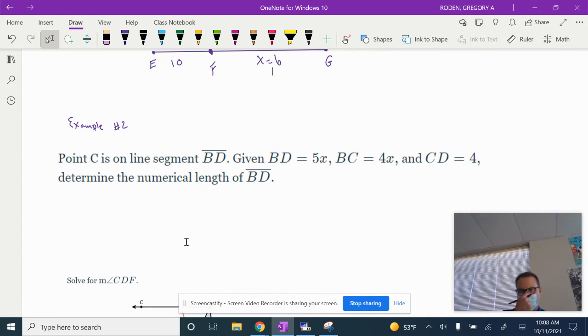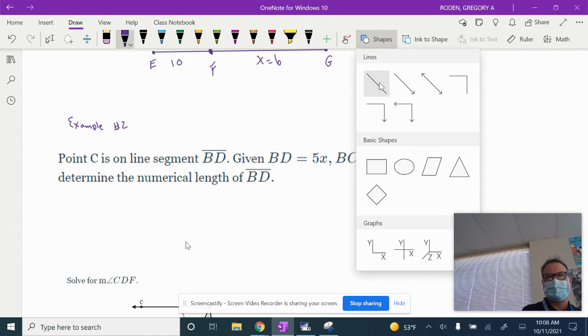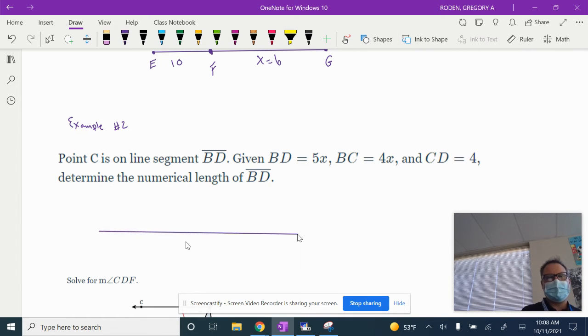Okay, so the first thing we want to do is go ahead and draw a segment here. All right? So how should we name this segment? Someone raise, let's do some sticks here.